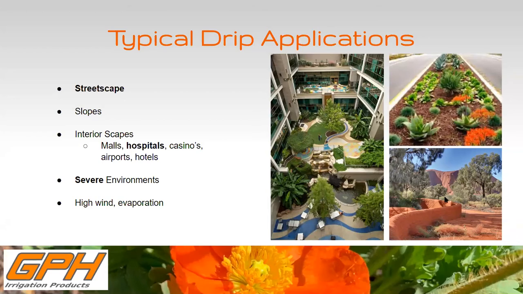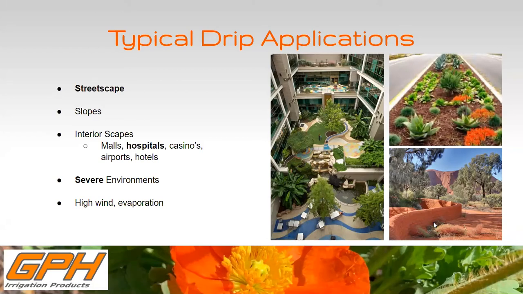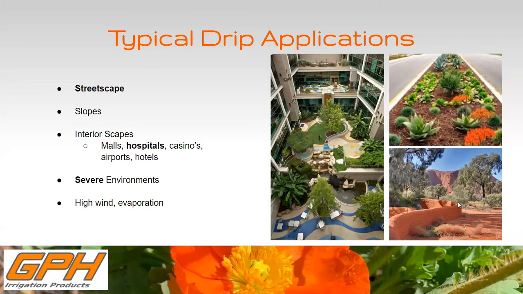Obviously, in the high desert, we're going to be using drip for obvious reasons. There's high wind, high evaporation. Drip is keeping the water near the soil, near the plant, and that's where it needs to stay. So drip is commonly used in the desert, and actually, if you go to most deserts, they're only using drip.